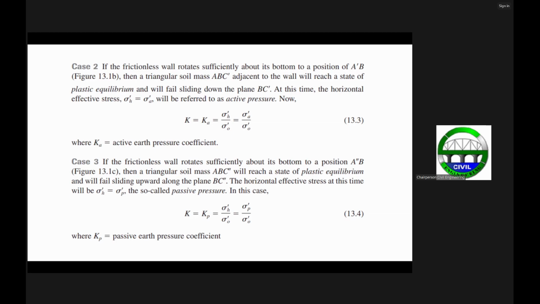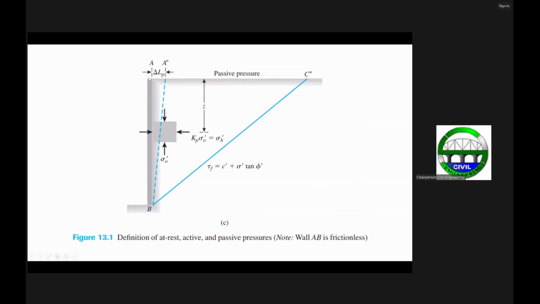Now, the last case is when the frictionless wall would rotate sufficiently about its bottom to a position A double prime B. So that's this one here. This time, from the initial position of the wall, which is now your at-rest position, the wall will now move towards the soil by a distance of delta L sub P. So this is now the new position of the wall, that's A double prime B.